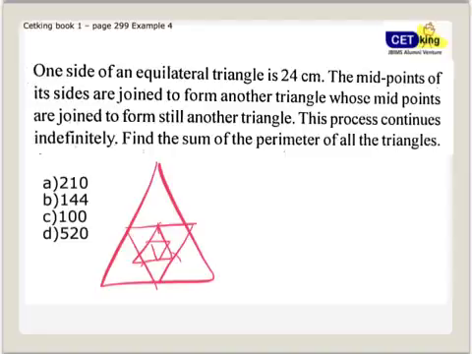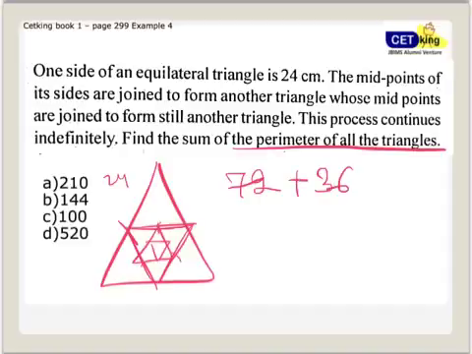Alright, last question for the GP series. So now we are doing the triangle question. Find the sum of the perimeters of all the triangles. For the first one, if the side is 24, the perimeter will be 72. What will be the perimeter of the second triangle? Half of the first one. If every side becomes half, the perimeter also becomes half. If this is 72, this will be 36.